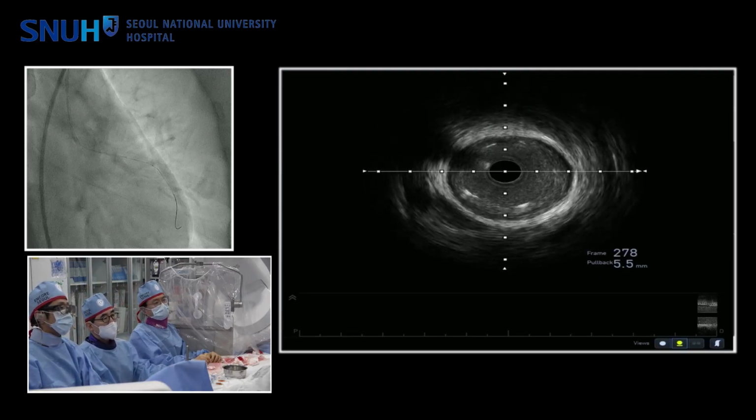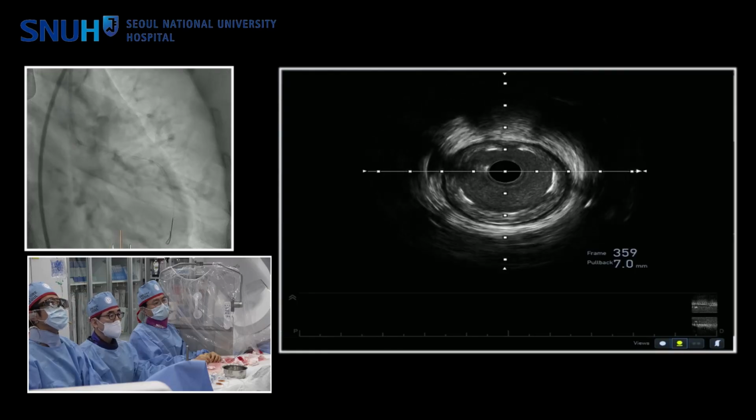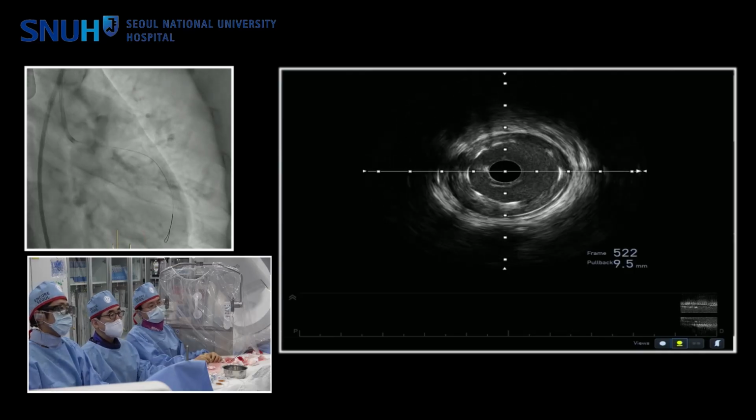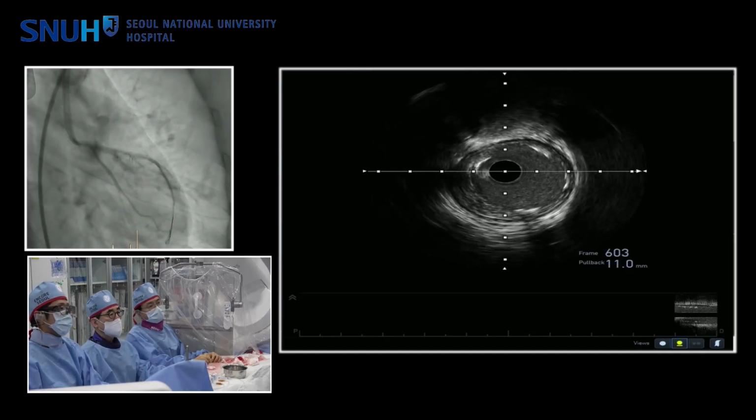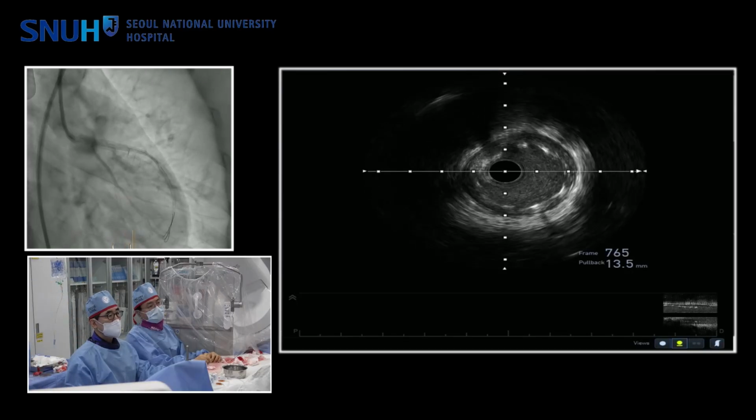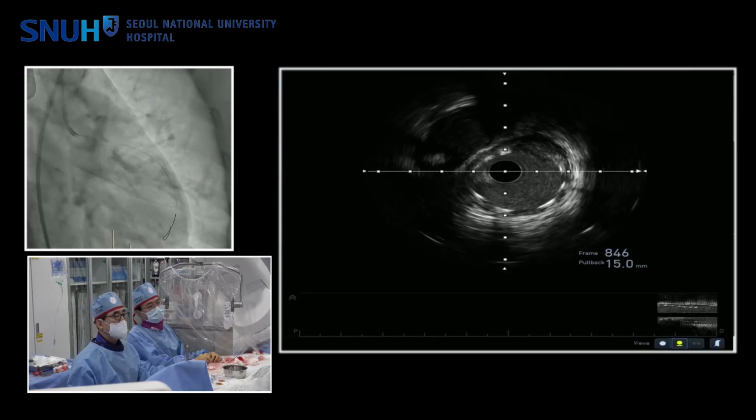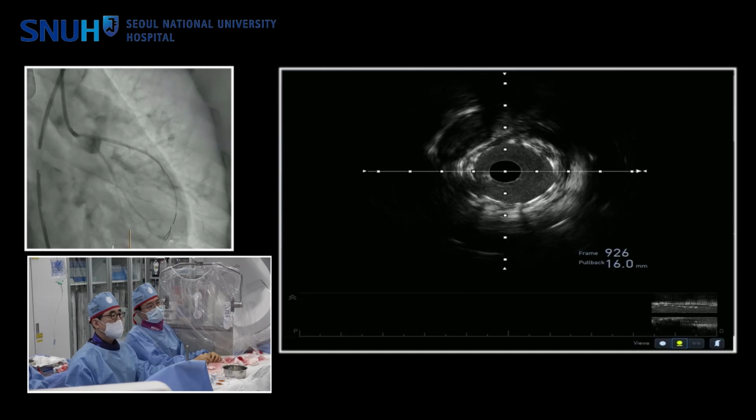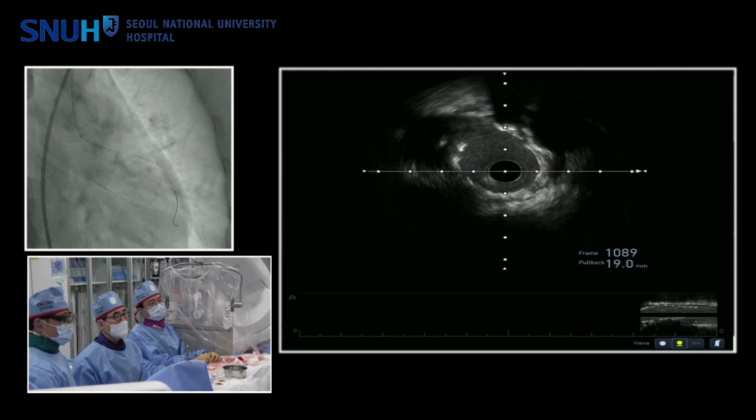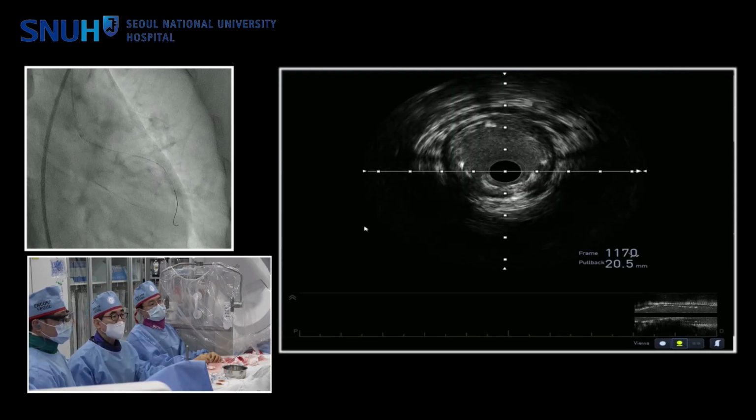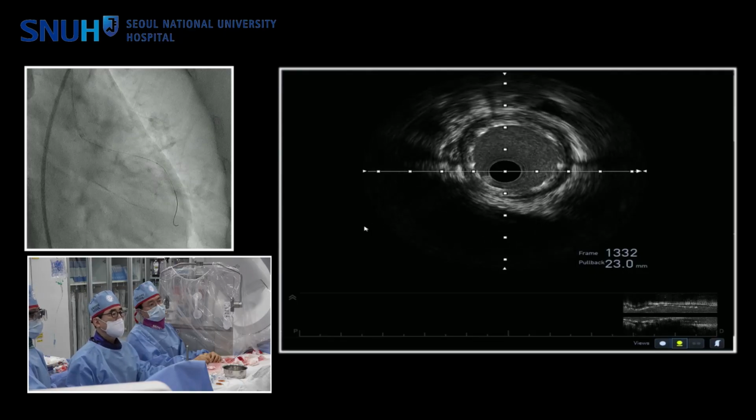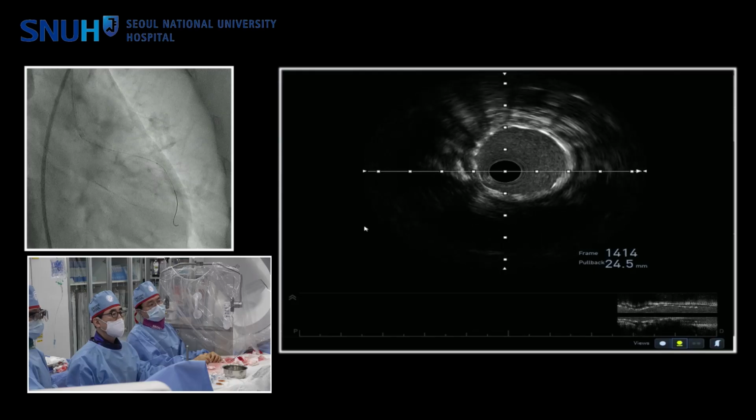Yes, we can see this landing zone on IVUS. The landing zone is good. MLD is about 2.75. Good apposition. Proximal LAD. LAD ostium. MLD is 3 by 2.5. This left main, 2.75. Three.